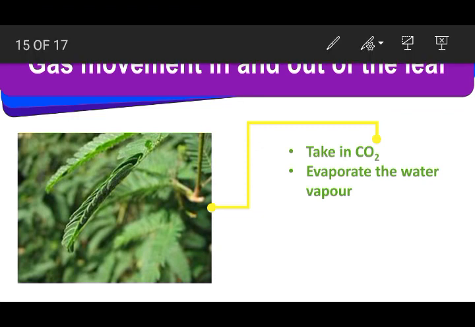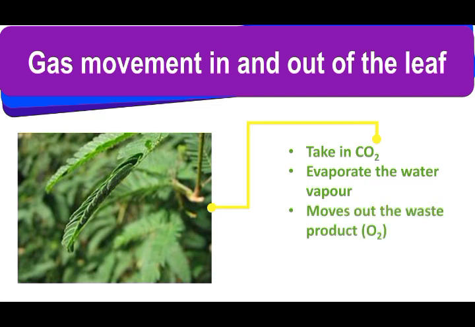The next is that the gas movement is really useful to move out the waste product, but this waste product is really useful for animals like us. So oxygen is the waste product that can be moved out from the leaf.